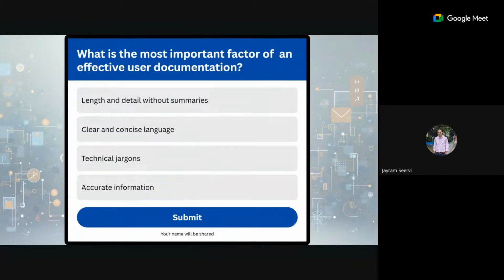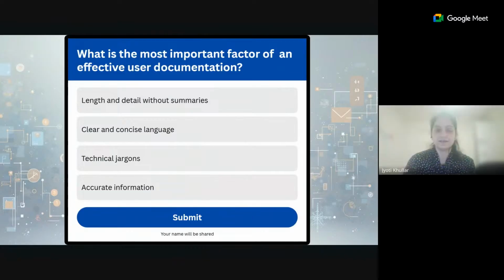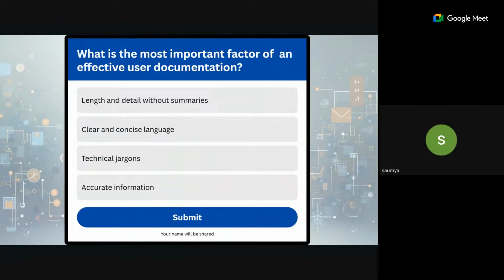We should avoid technical jargon, like, use easy understandable words instead of giving a complicated name in the document. So you should avoid technical jargon and keep the documentation simple and clear.